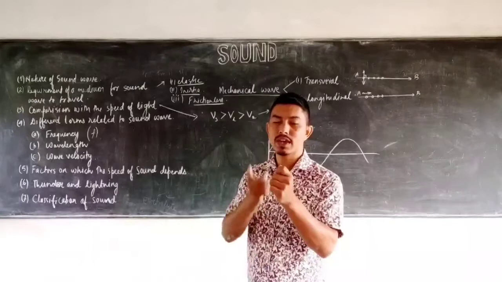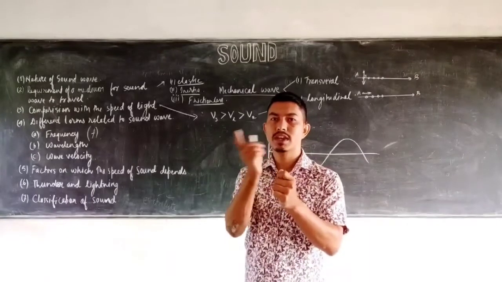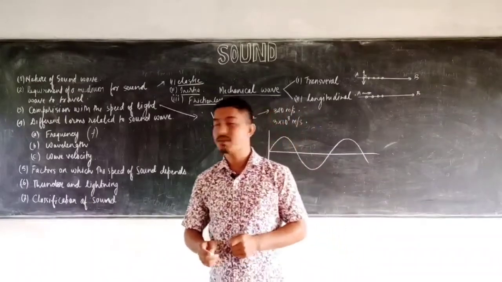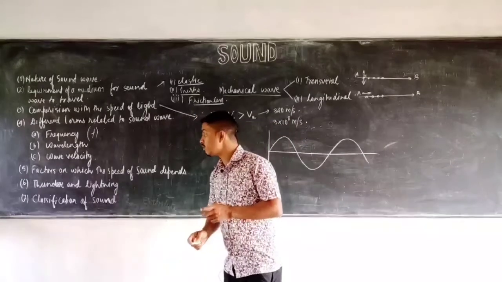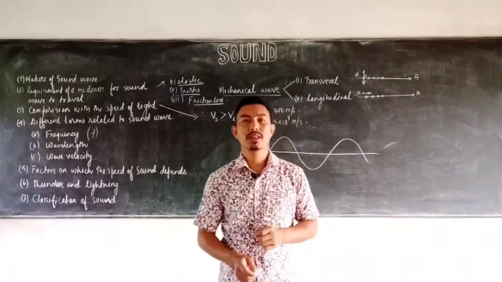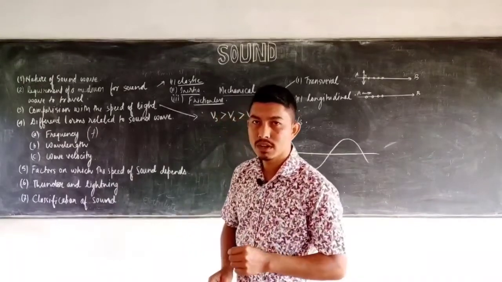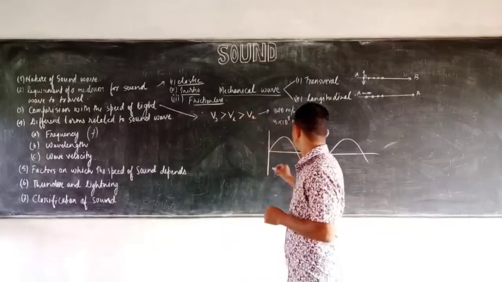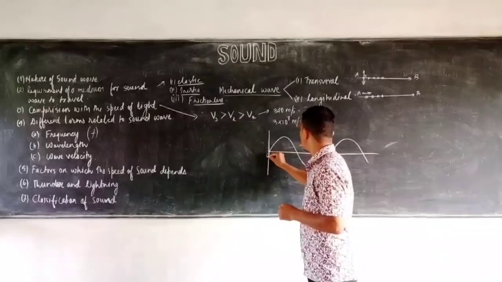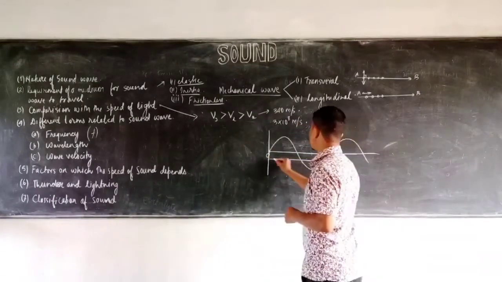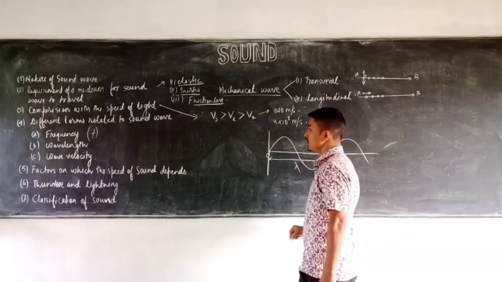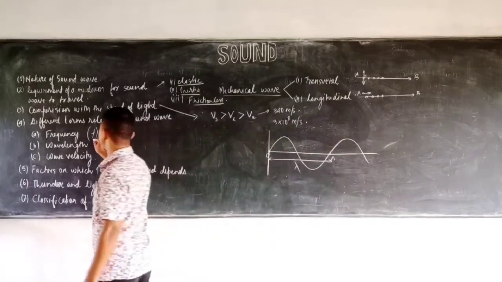The frequency is the number of complete oscillations made in 1 second. Just like if you hold a scale and pluck it, if in 1 second the scale moves 20 times, we can say its frequency is 20. Now coming to the second one, the wavelength. The wavelength is the distance traveled during one complete oscillation. So the wavelength can be denoted from the point O to point A.